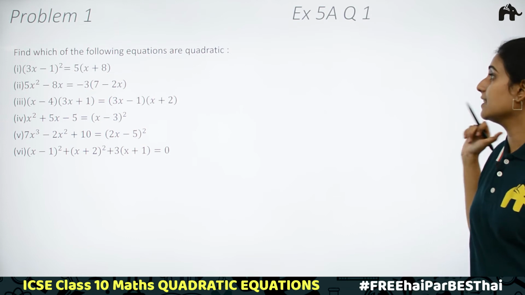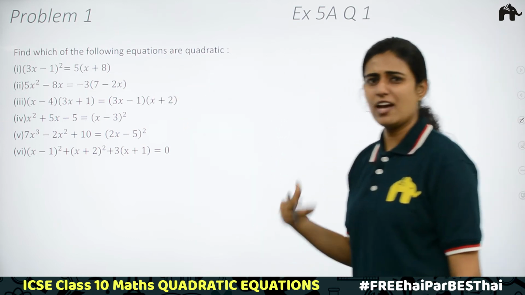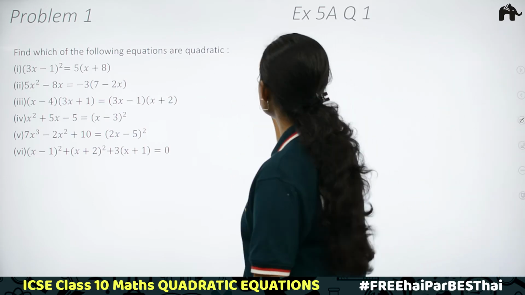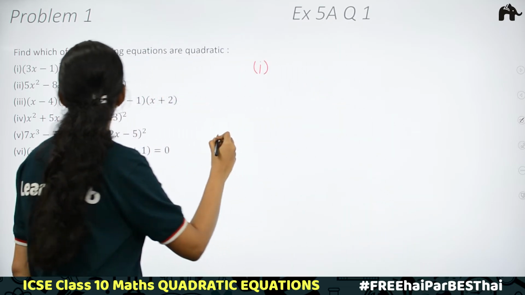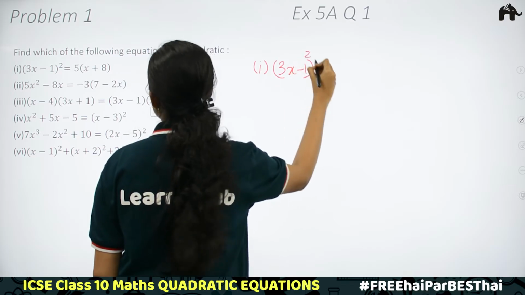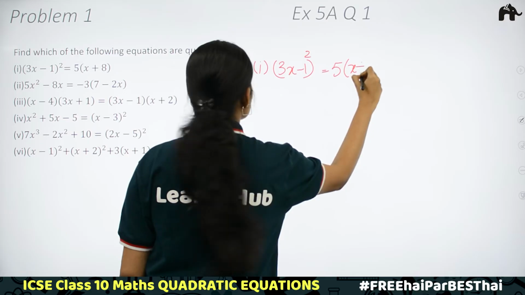Now, let's solve questions from exercise 5A. Here is the first question. Find which of the following equations are quadratic. We have solved a similar example. We have the first expression, that is 3x minus 1 whole square is equal to 5 into x plus 8.